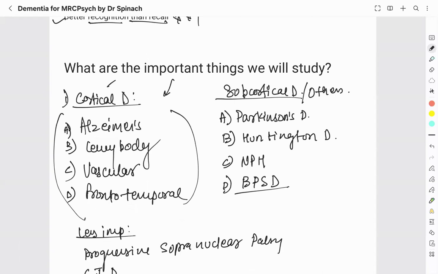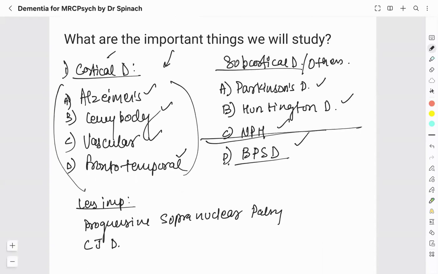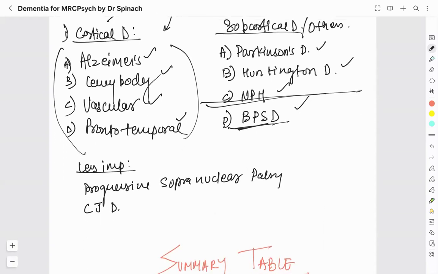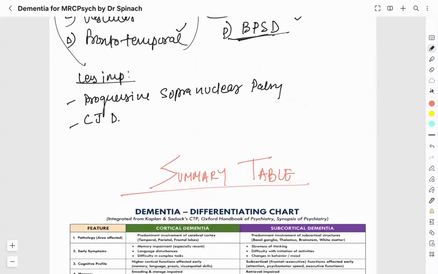Under cortical dementias: Alzheimer's, Lewy body, vascular, and frontotemporal. Under subcortical, we have Parkinson's disease, Huntington's, NPH. BPSD is not under that, but it will come in all of them, and we will also look at these.